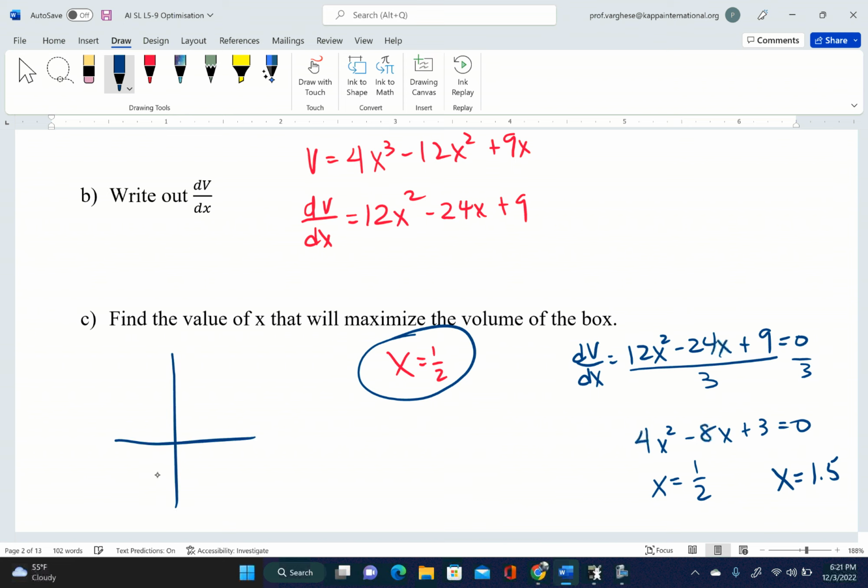And how do I know? Because when I graphed it, I got something that looked like the maximum, then the minimum, and then it went up. So this is where it is at the maximum point.